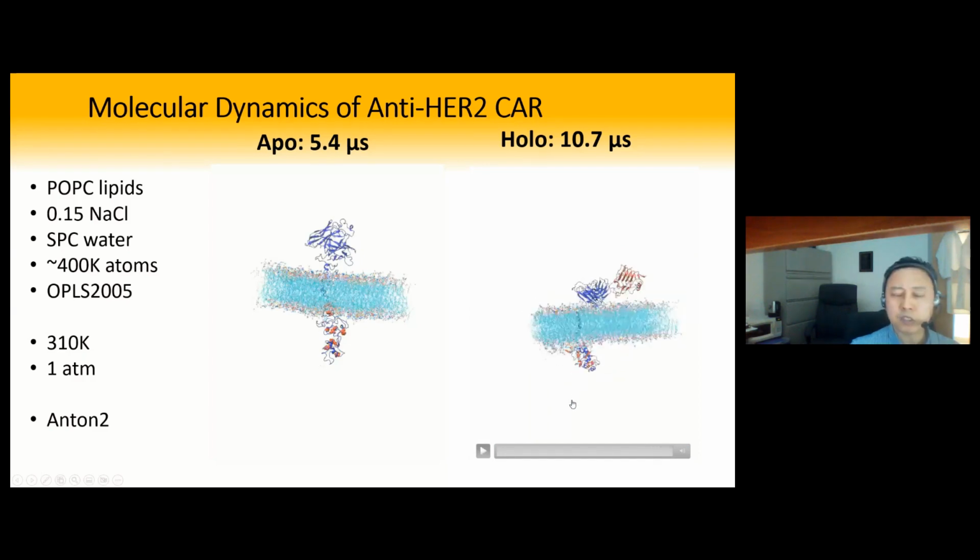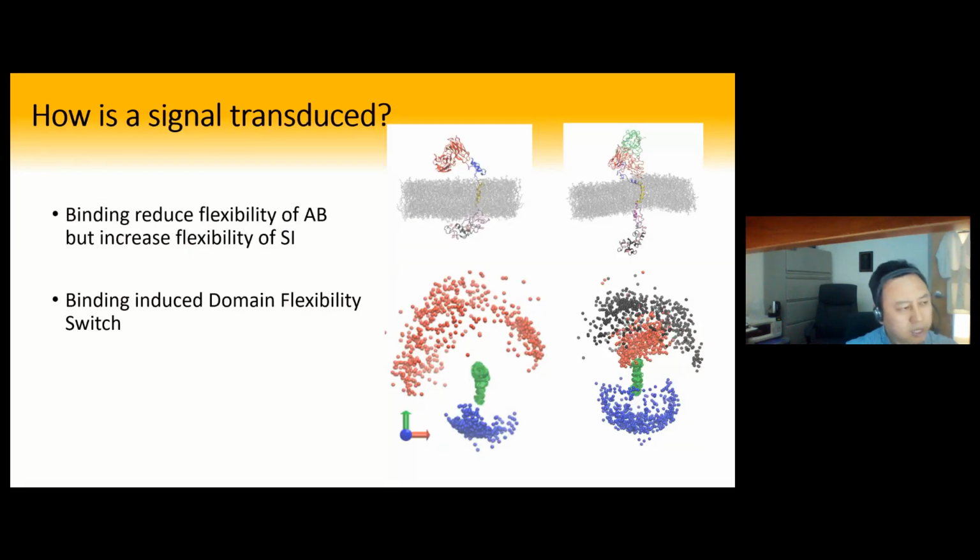Well, from this simulation, we learn how the signal was transduced across the membrane, and we call this a binding-induced flexibility switch. Okay, so can we get some support? Well, here is a little bit of analysis to show that idea.